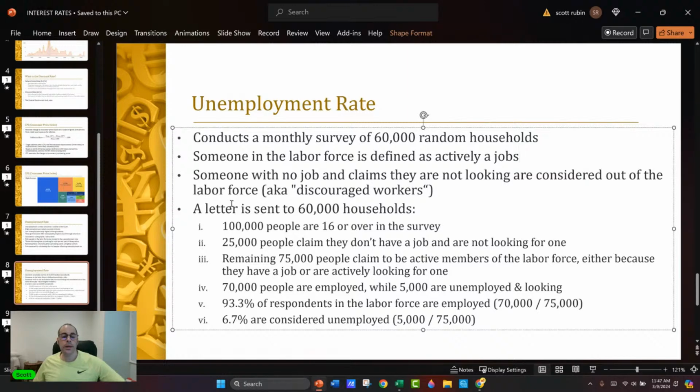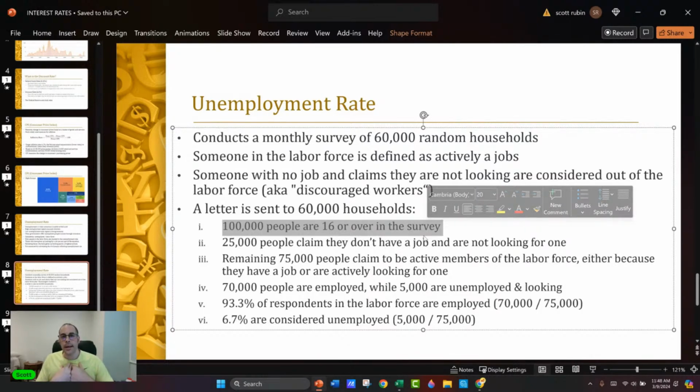So pretty much what they do is they'll send letters out to 60,000 households, and I don't know how many responses they get. It doesn't matter. Say only 40,000 respond. But let's say of the responses, there are 100,000 people who are 16 and over in the survey. If you live alone, then you're just one person. But if you have 5 people in your home, you, your wife, and your 18-year-old son, you 3 are part of the survey.